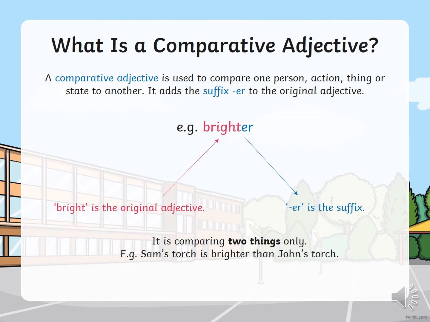So a comparative adjective is used to compare one person, action, thing or state to another, and it uses the suffix ER to add on to the original adjective. So here we've got bright as our original adjective and ER is our suffix to make the comparative adjective brighter. So it is comparing two things. Sam's torch is brighter than John's torch.